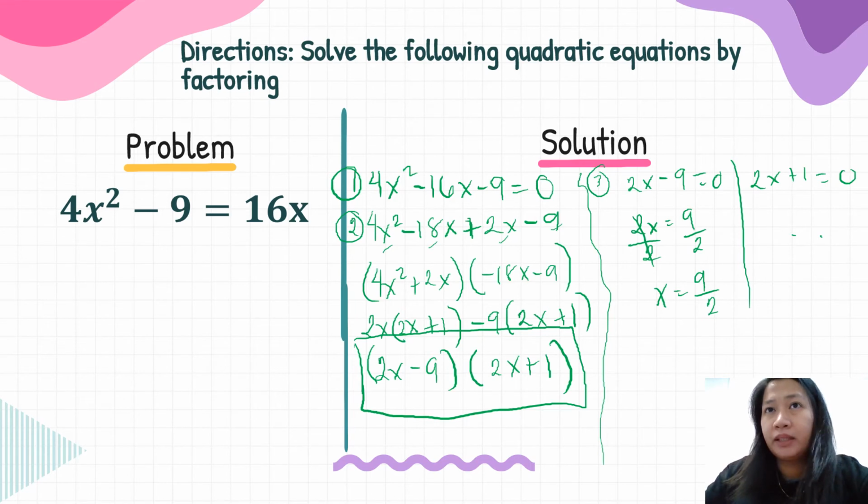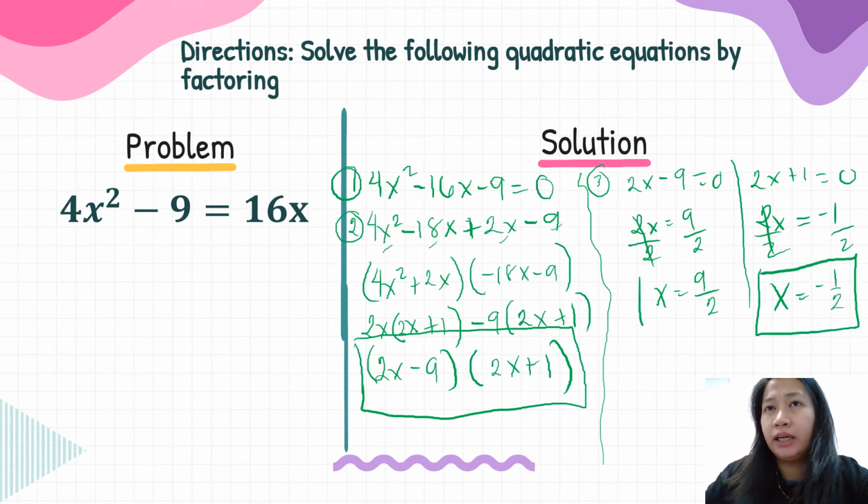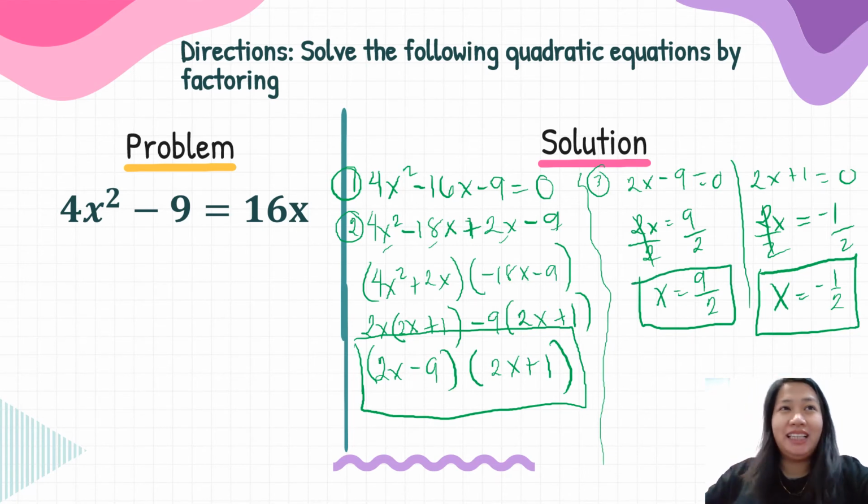Kabila naman po, 2x equals negative 1. Since nilipat siya, maging negative 1 siya. Divide by 2. X now is equal to negative 1/2. Ayan po yung value ng x mo. Ayan din ang value ng x mo. Dalawa yan. Kaya lang di pa tayo tapos. Sa-substitute pa natin to check kung tama.